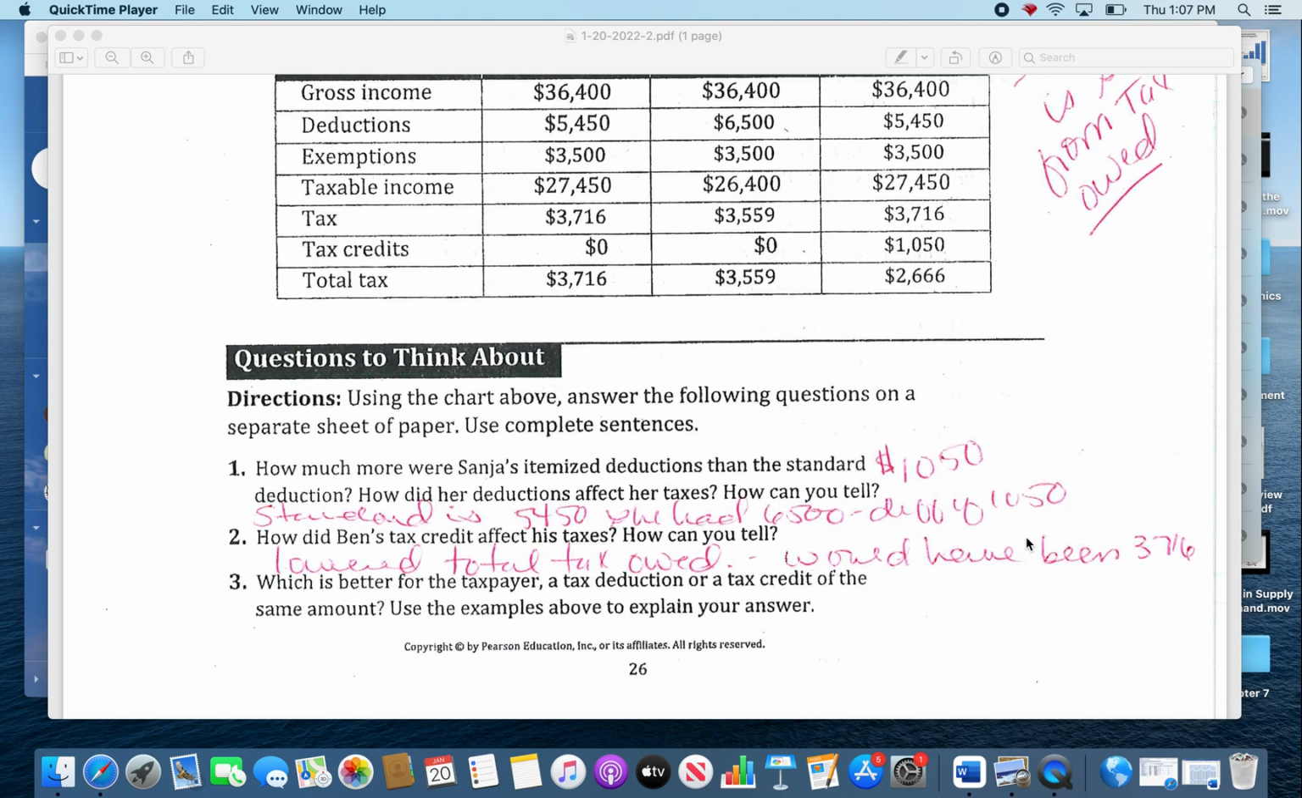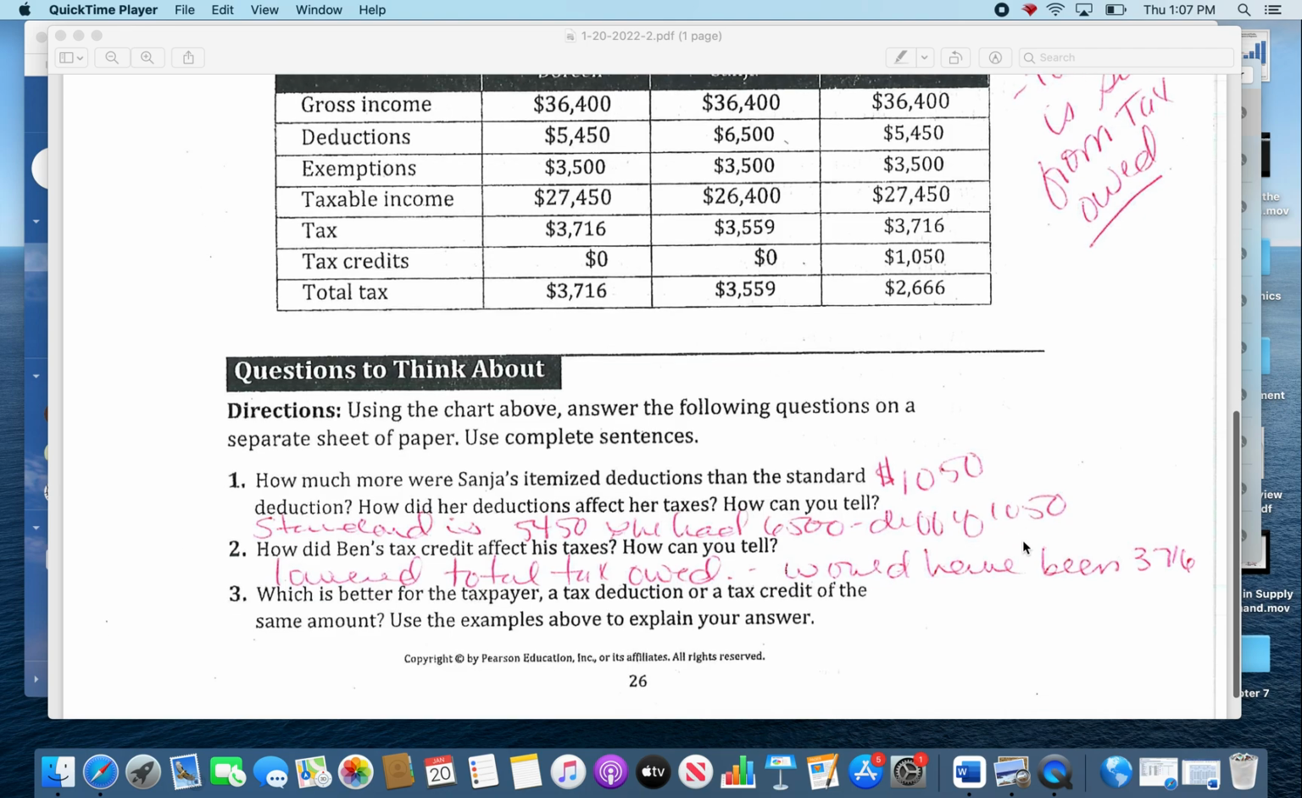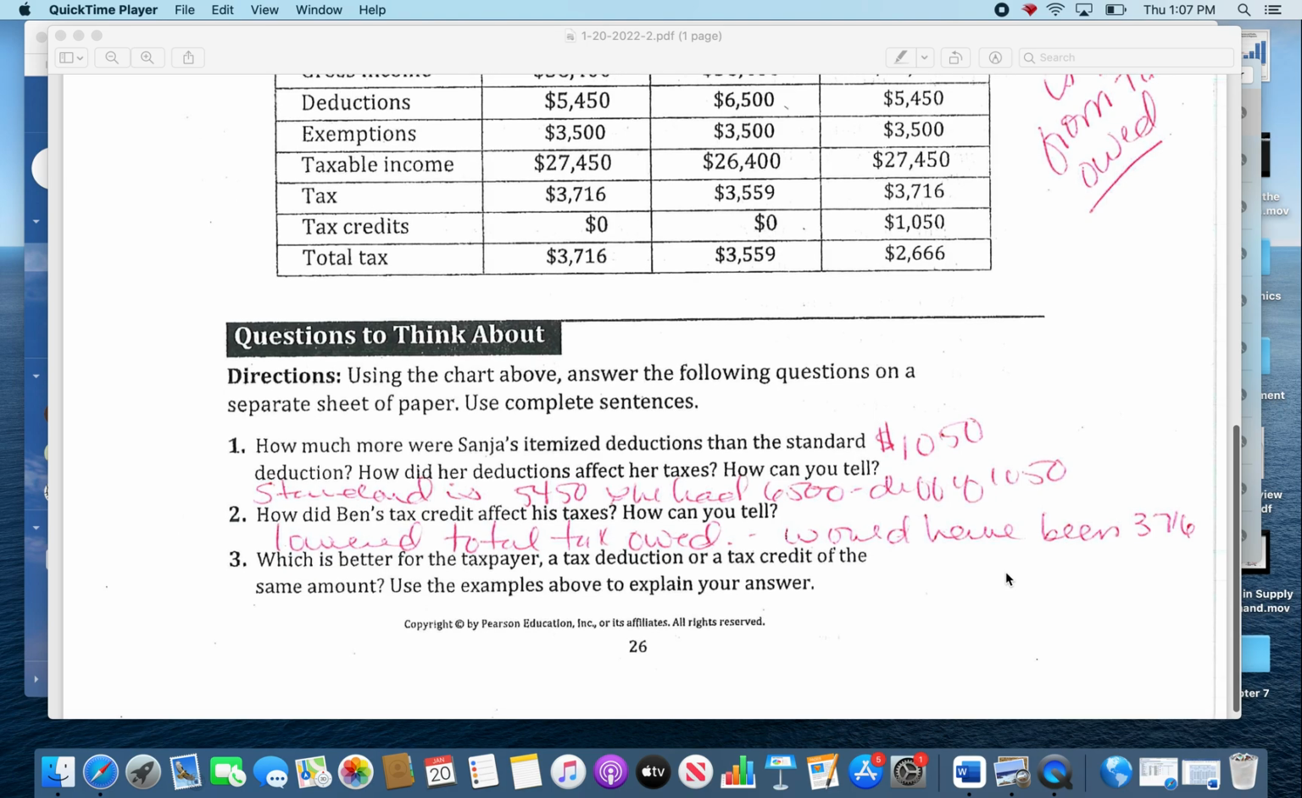So how much were Sanja's itemized deductions than the standard deduction, and how did her deductions affect her taxes, and how can you tell? So since the standard deduction was $5,450 and she had $6,500 in mortgage interest and property taxes, she was able to lower her taxable income by that $1,050, the difference between the standard deduction and the amount that she could use to itemize.